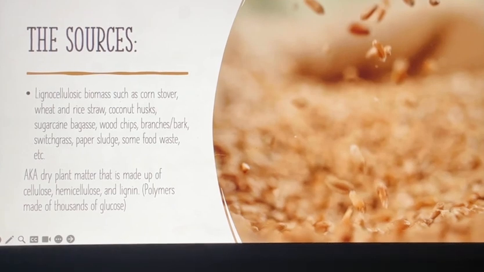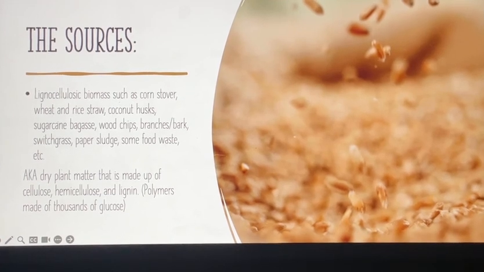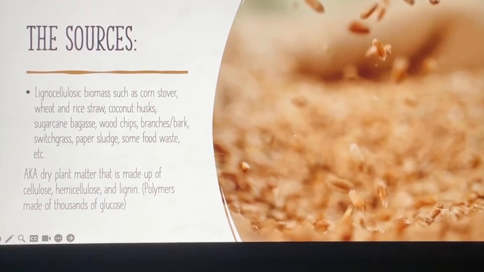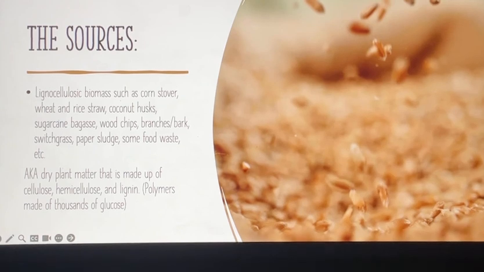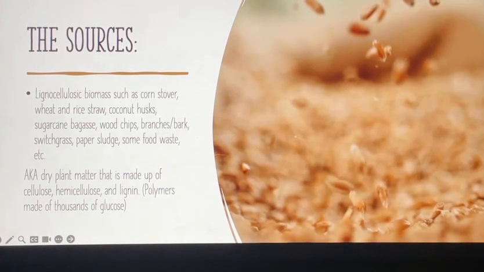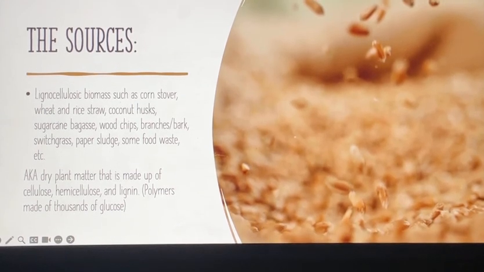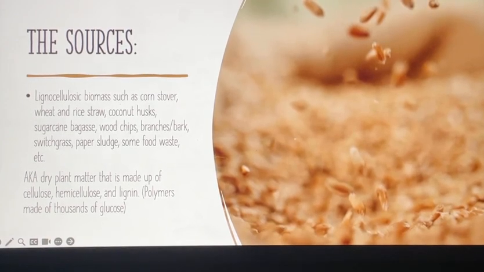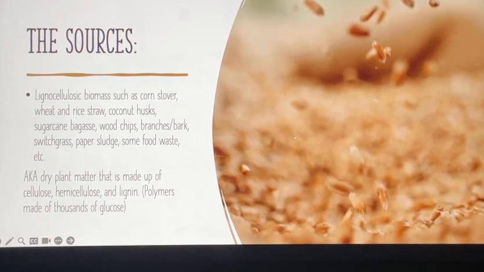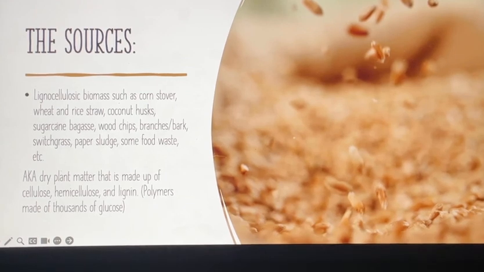Here, the source of energy for biobutanol is lignocellulosic biomass, or dry plant matter that is made up of cellulose, hemicellulose, and lignin. Lignocellulosic biomass is an energy-rich resource because it contains polymers made up of thousands of glucose molecules. A few examples of lignocellulosic biomass would be corn stover, wheat and rice straw, and wood chips.